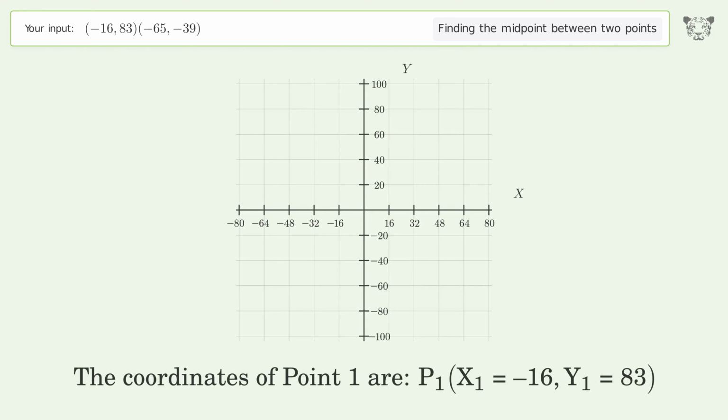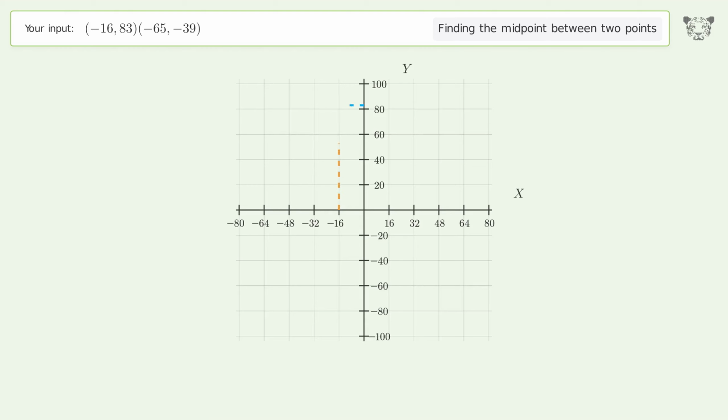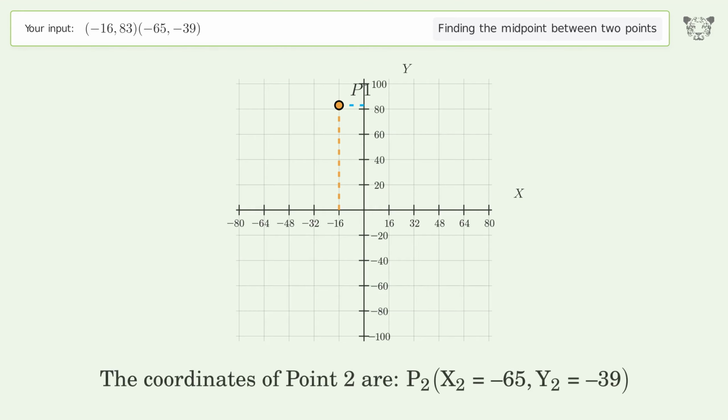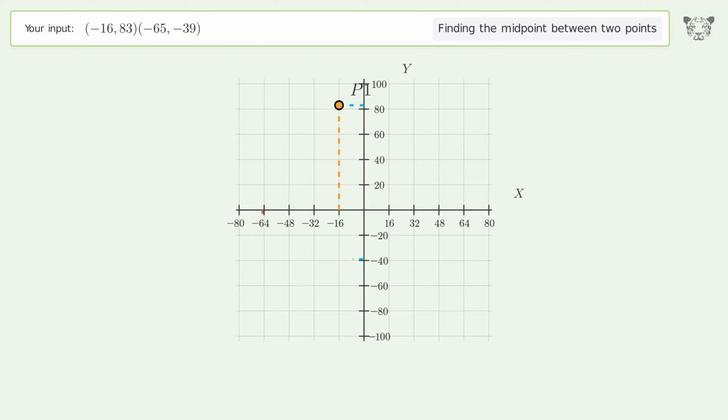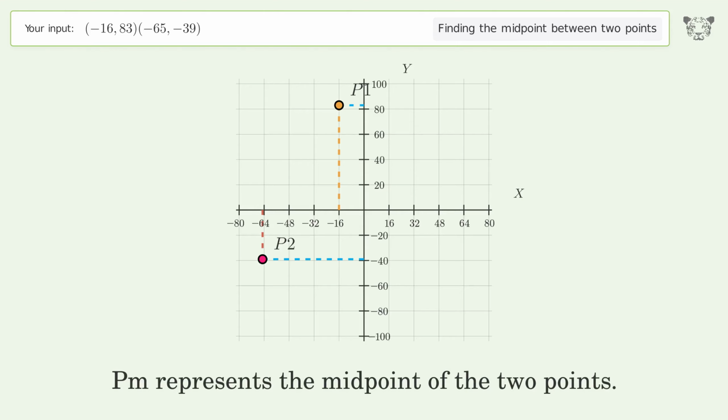The coordinates of point 1 are, x1 equals negative 16, y1 equals 83. The coordinates of point 2 are, x2 equals negative 65, y2 equals negative 39. PM represents the midpoint of the 2 points.